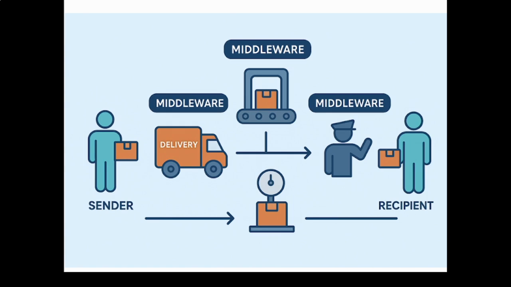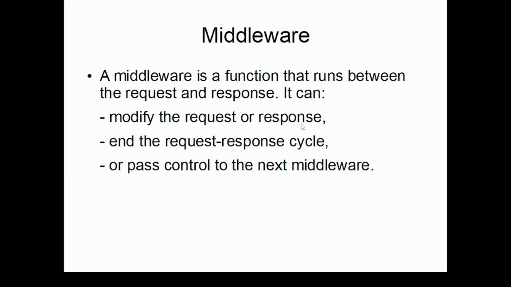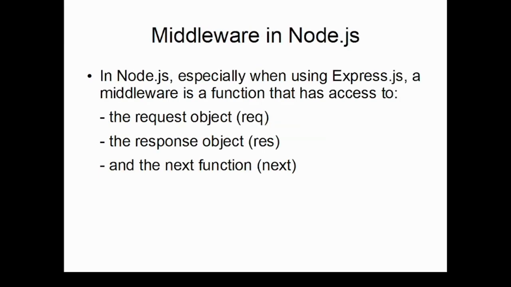So in short, middleware is a middle layer function that inspects or modifies the request before it reaches the final response. So a middleware is a function that runs between the request and response. It can modify the request or response, end the request response cycle, or pass the control to the next middleware. And in Node.js too, especially when using Express, a middleware is a function that has access to a request object, the response object, and a next function.